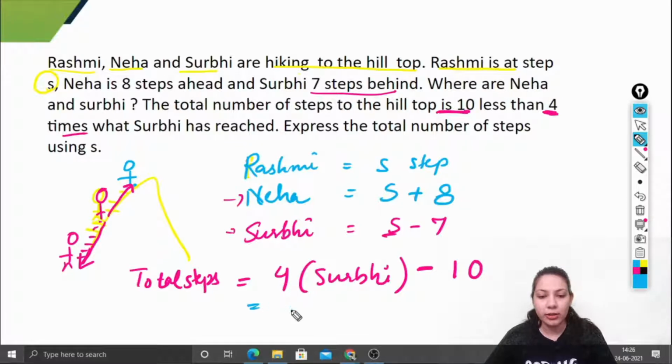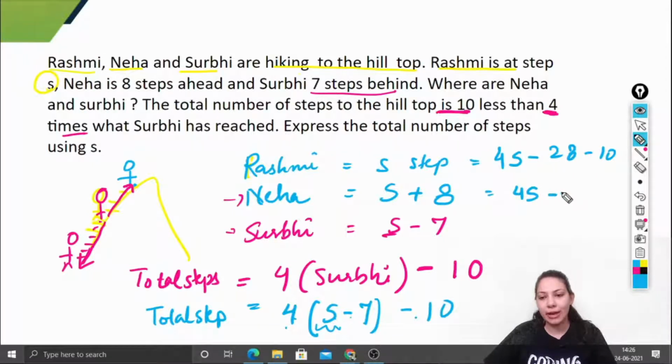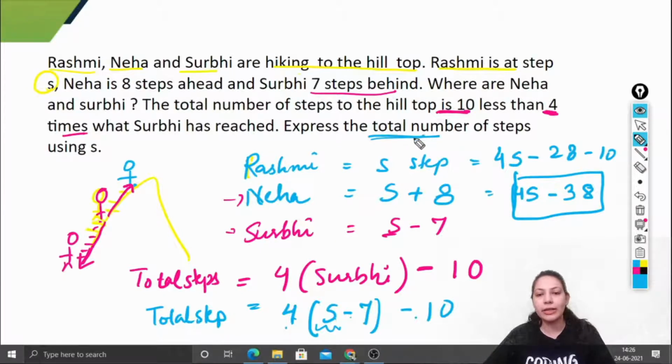So let us substitute the position of Surbi. Surbi is S minus 7, so 4 times (S minus 7) minus 10. So this is the answer for our total steps. Total steps in terms of s is 4(s minus 7) minus 10, and let us solve this more. So 4 multiplied by s minus 4 multiplied by 7, 4 times 7 is 28, minus 10, so it will be 4s minus 38. So this will be our answer for the total number of steps.